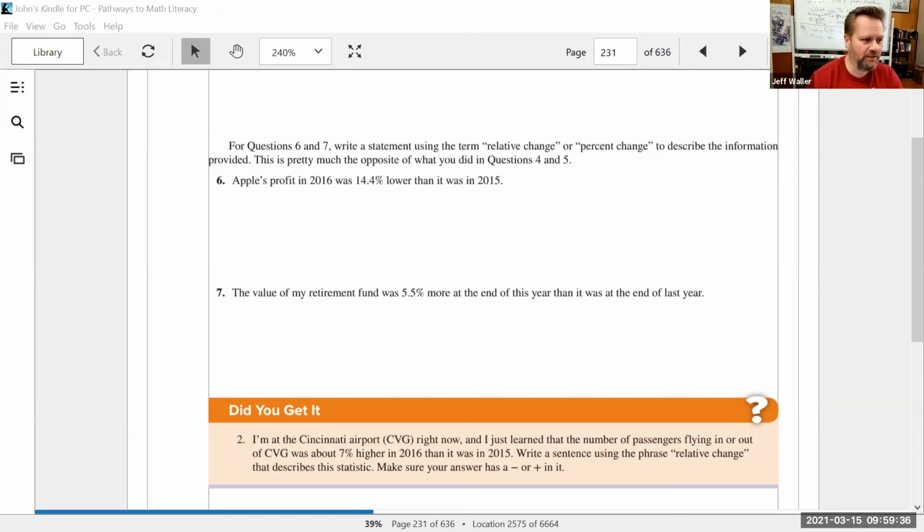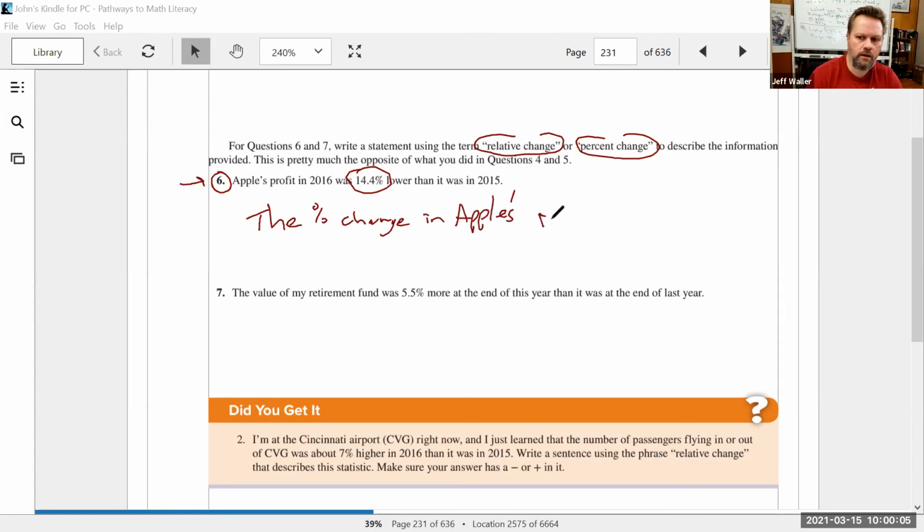This is kind of a weird question, I know. What part of this problem is the relative change or the percent change? What part is that? 14.4%. Yeah, you got it. So I could say the percent change in Apple's profit from 2015 to 2016 was 14.4%.